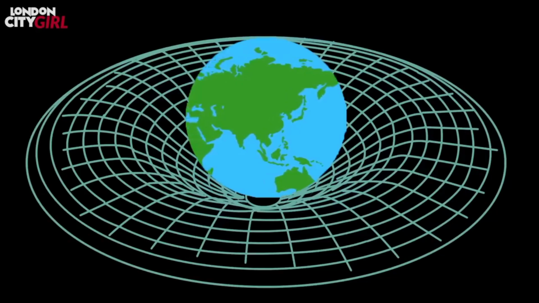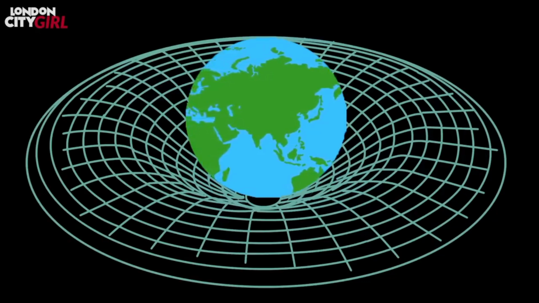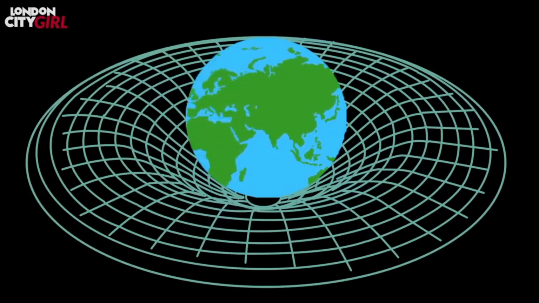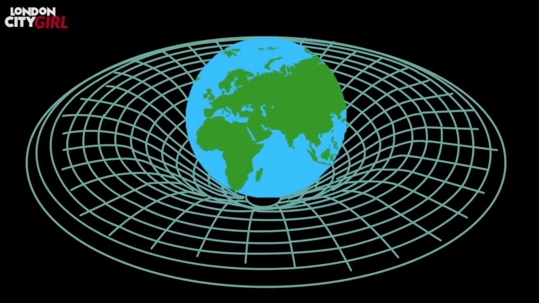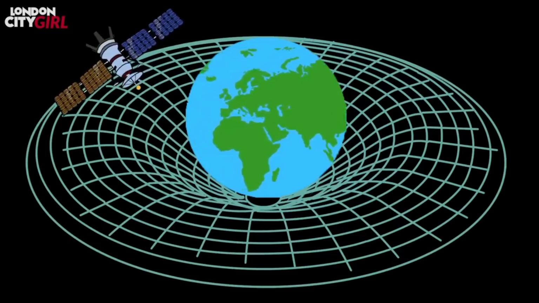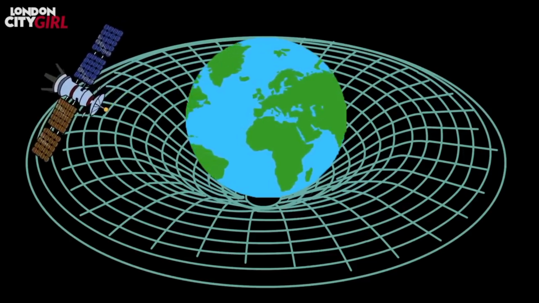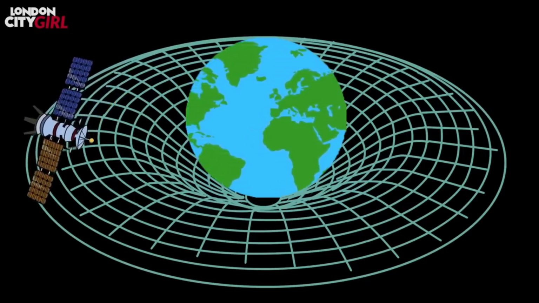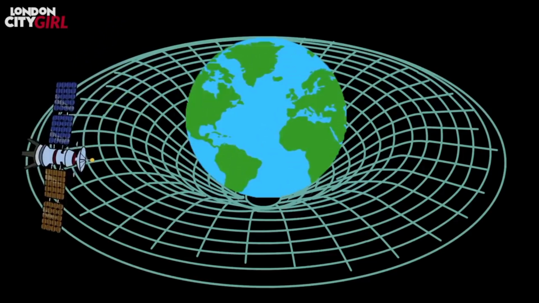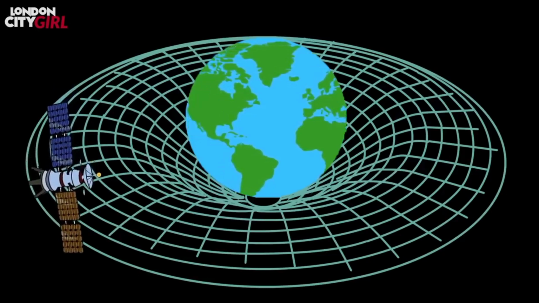Einstein theorized that objects warped space-time around it, causing it to become curved, and as a result, objects experienced gravitational attraction to each other. This warping of space-time explains how objects behave as they move through space. This is the general theory of relativity.